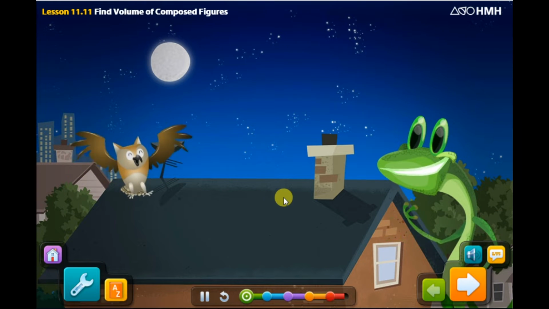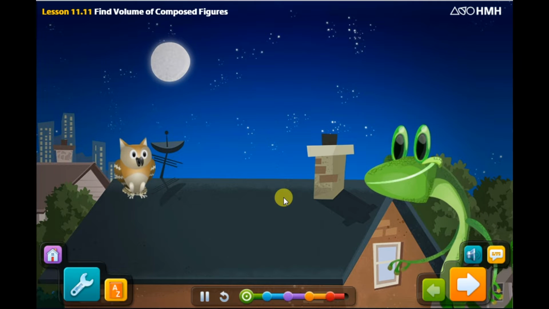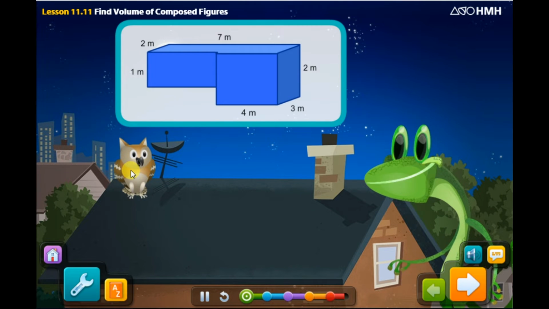Hello weather. Hello all. Hey there! It certainly has been hot lately. So hot, in fact, our neighbors over here have decided to build a swimming pool. Wow, that's a nice pool. It will even have a deep end that is 2 meters deep and a shallow end that is 1 meter deep.